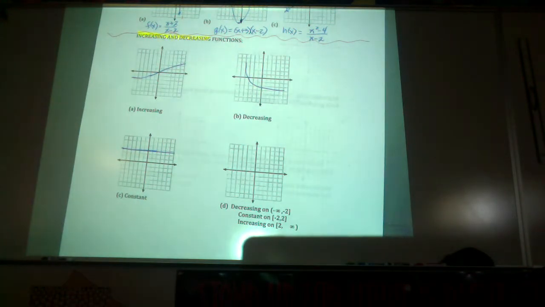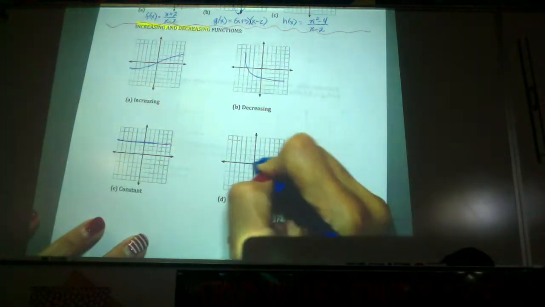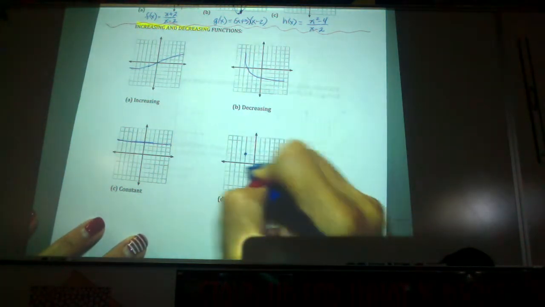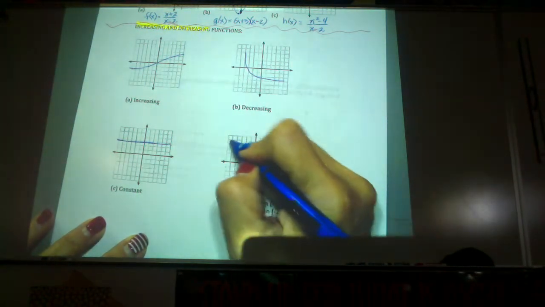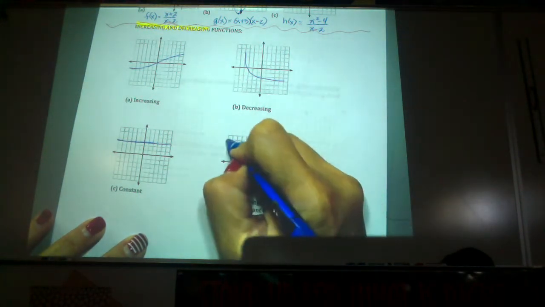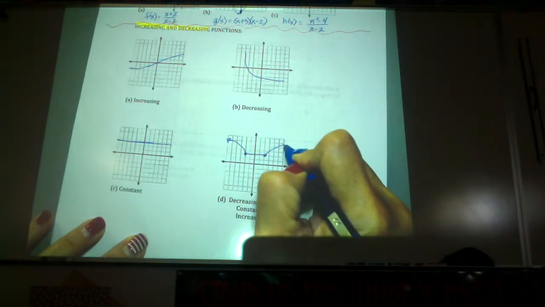And then there are some graphs where you have both increasing, decreasing, and a constant. So I want you to put a point at -2, +2, and a point at +2, +2. And then we're going to show a decreasing here, straight line here, and an increasing here.